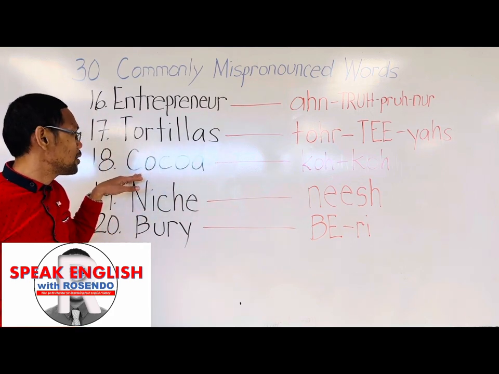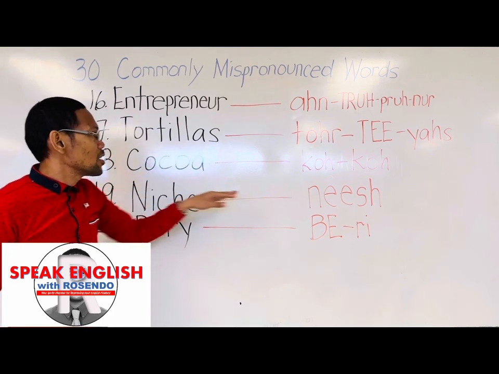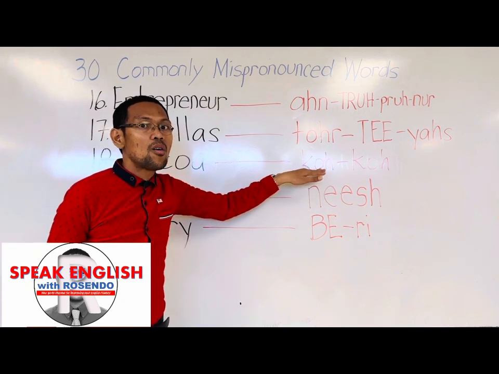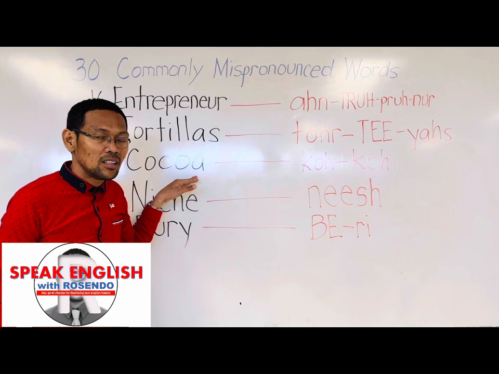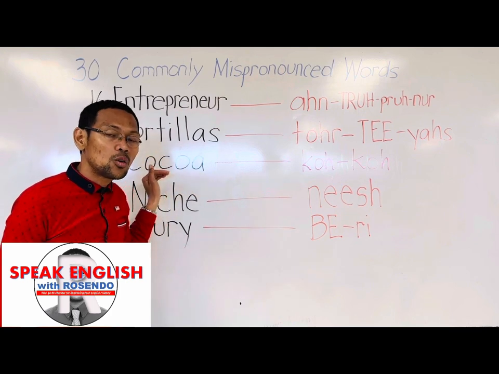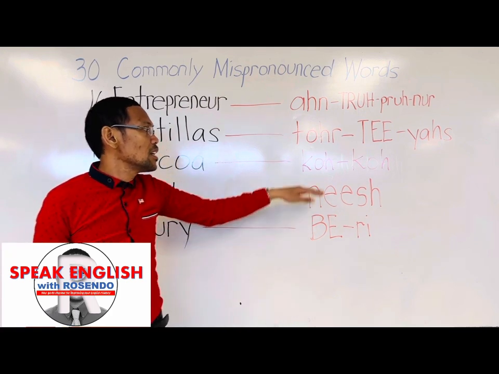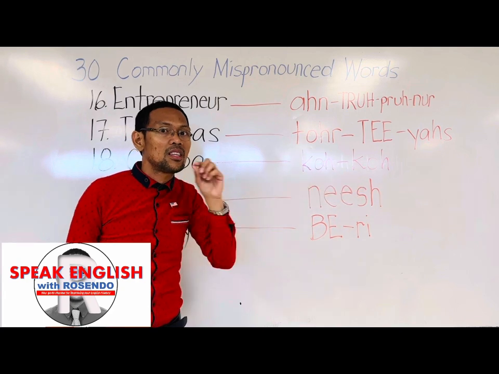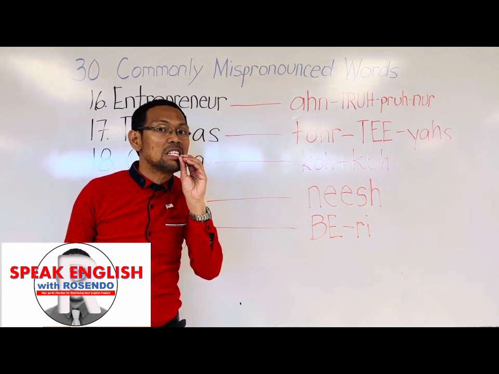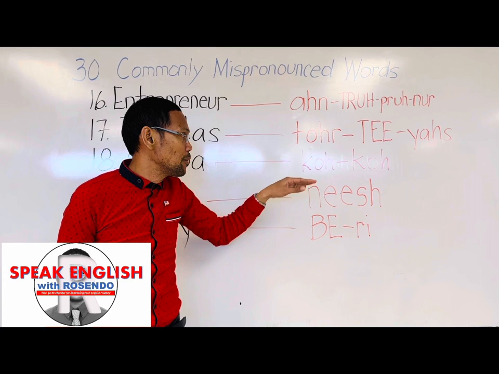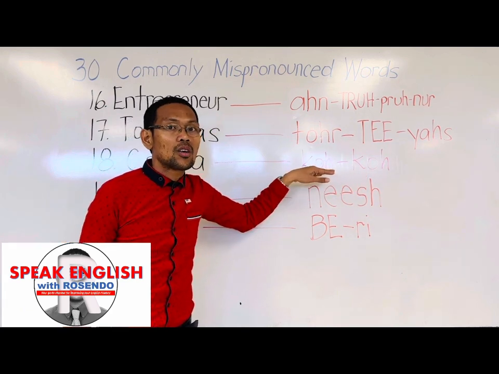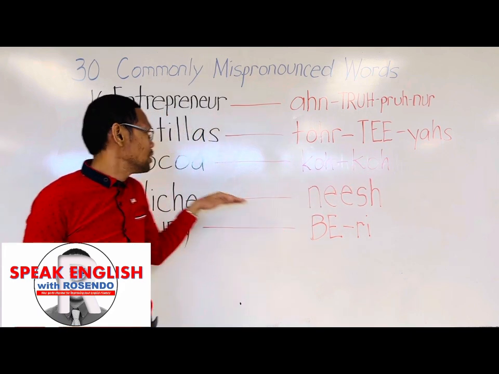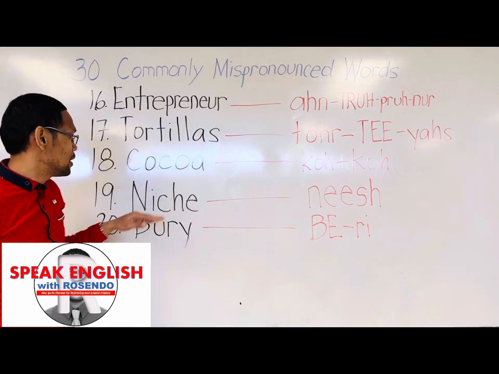Next we have the word cocoa. We don't say it the other way, but we say cocoa, okay? There is a circular formation of the lips, of the mouth, when we utter the word cocoa.